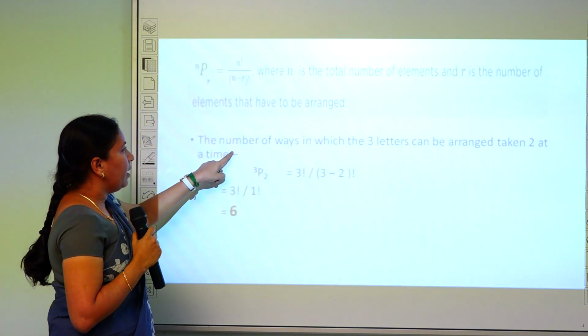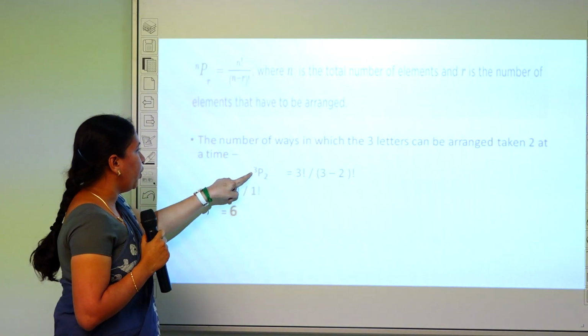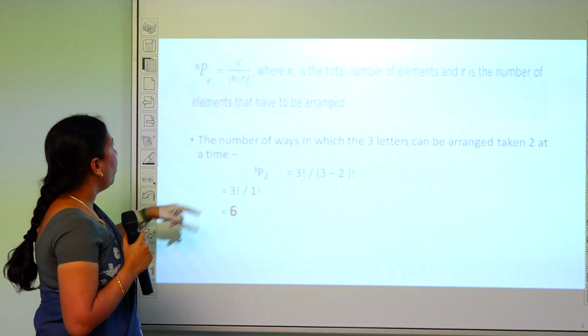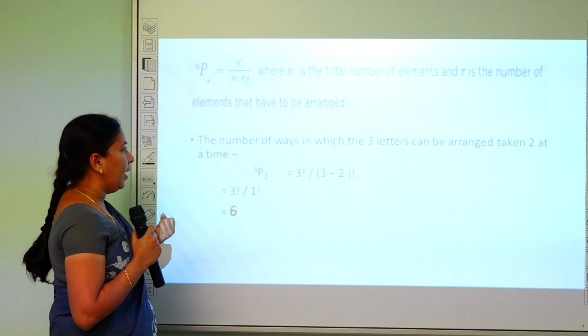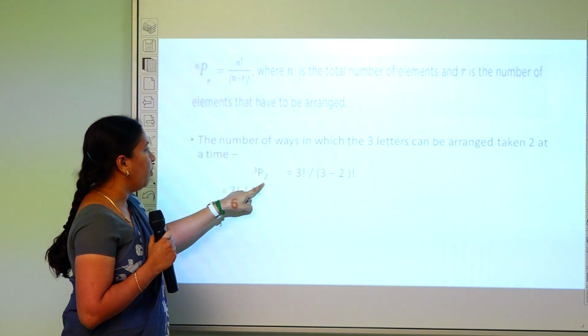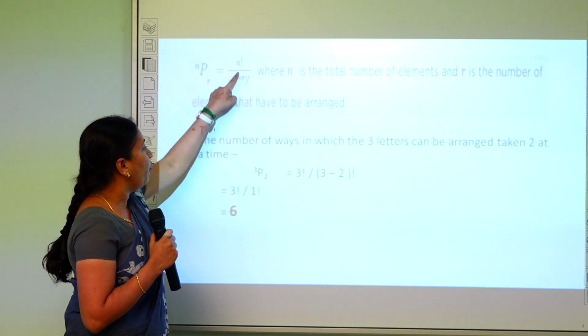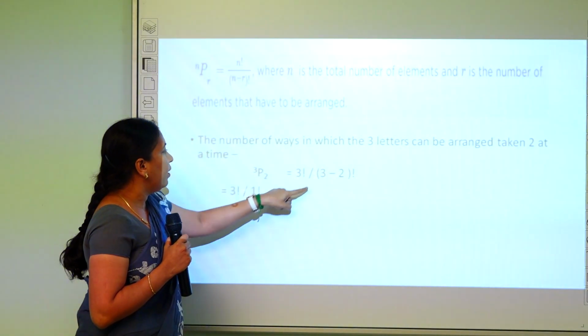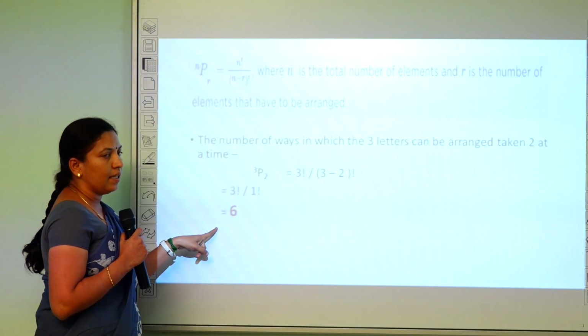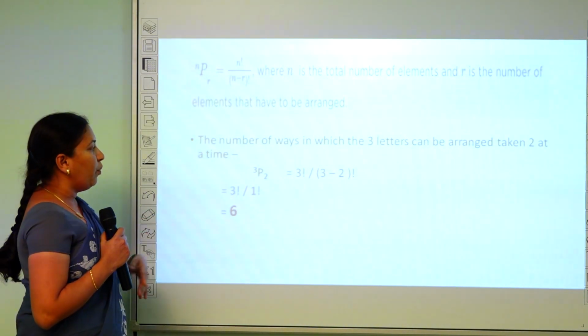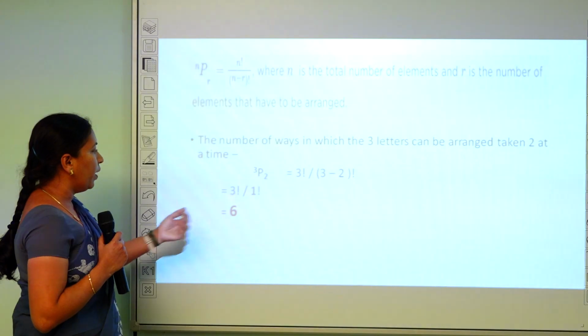So here what is the n value? That is 3 letters, so you have to apply 3 here. And what is r? r represents number of objects we have taken, that is 2, so 3P2. So by applying the values in the above formula, 3 factorial divided by 3 minus 2 factorial will give you 6 as the answer. 6 divided by 1 factorial, value is 1, so you will get 6.